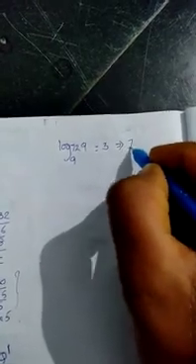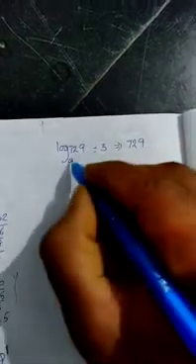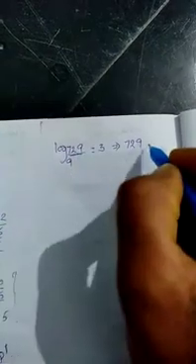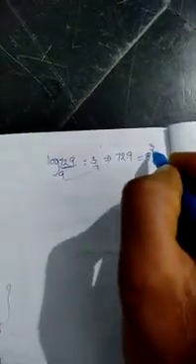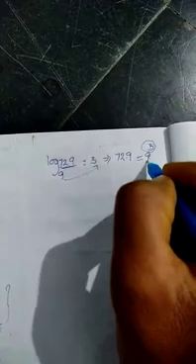Log 729 base 9 equals 3 actually. So how to write this? 729 is the logarithmic value, so 729 equals 9 power 3, not 3 power 9, because this will be the base. In reverse also, if 9 power 3 equals 729, then the 3 equals log 729 with 9 going to the base.